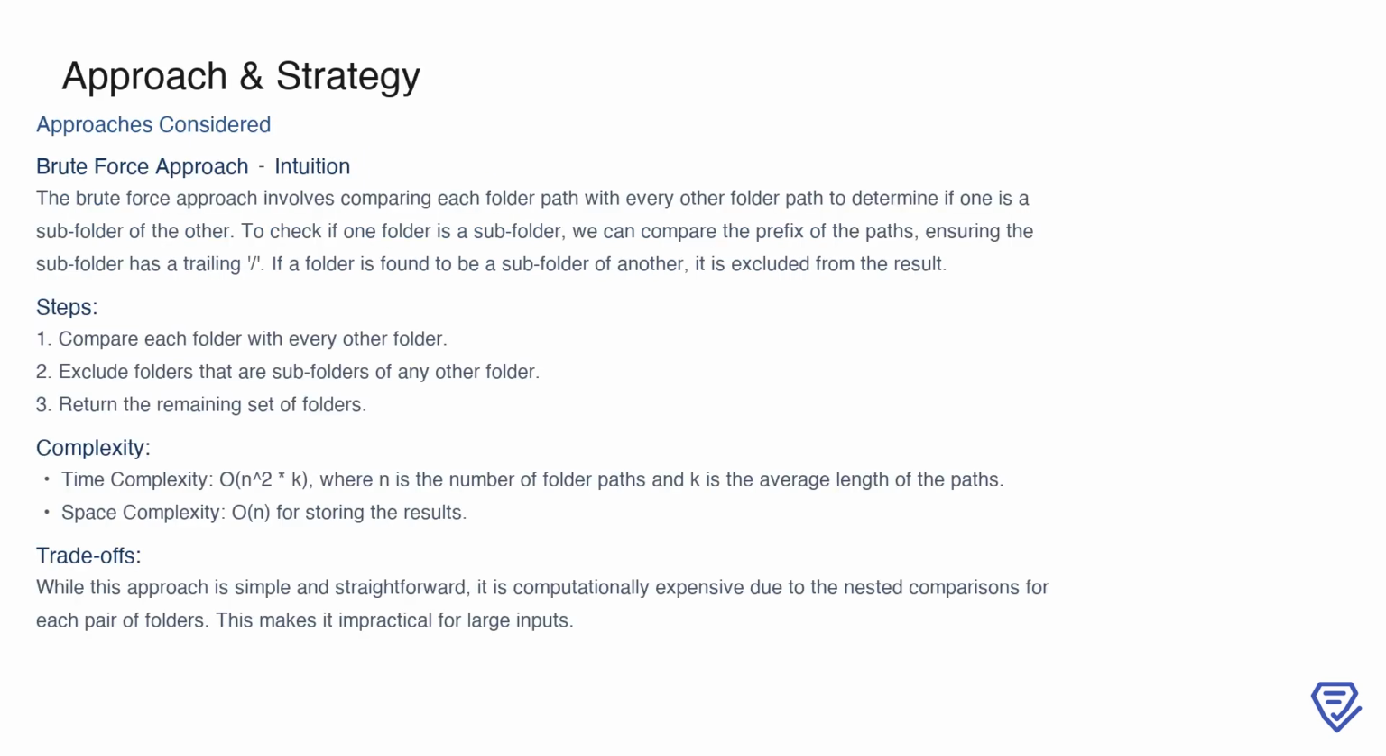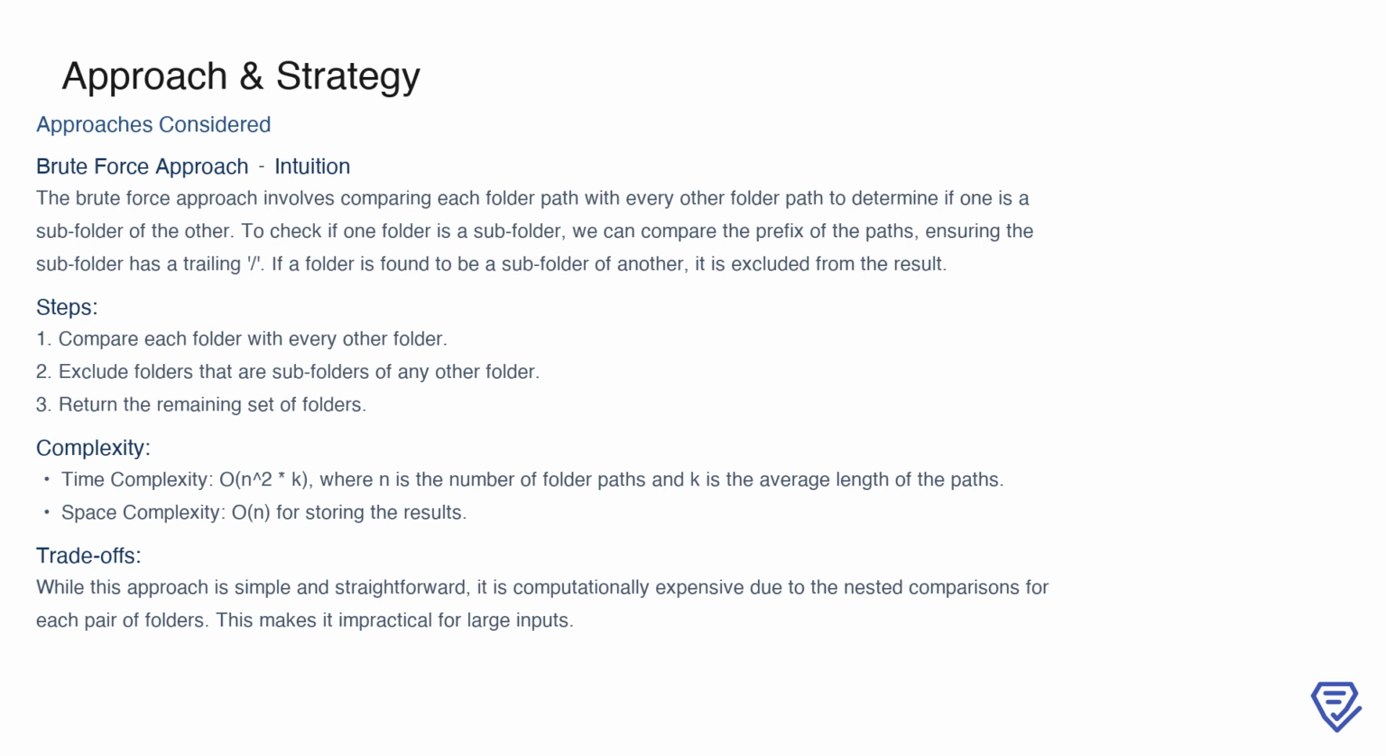To begin with, let's consider the brute force approach to solving this problem. The intuition here is fairly straightforward. We compare each folder path with every other folder path to determine whether one is a subfolder of the other. We do this by checking if the folder path starts with the other path and if it's followed by a trailing slash. If we find that a folder is a subfolder of another, we exclude it from the result. The steps involve iterating through all folder pairs, removing subfolders, and returning the remaining set of folders.